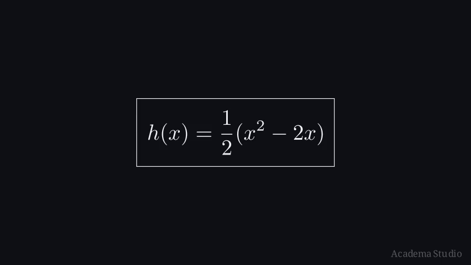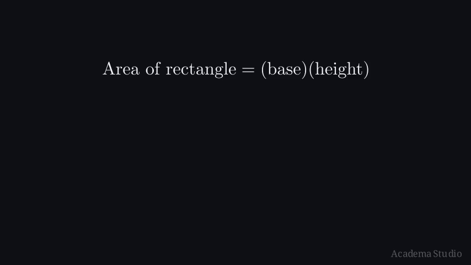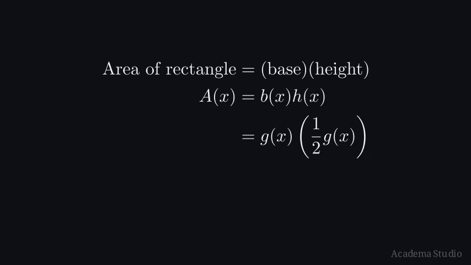The final answer, h of x equals 1 over 2, x squared minus 2x. The area of a rectangular cross-section is its base multiplied by its height. A of x equals b of x h of x. So this simplifies to equals g of x, 1 over 2 g of x. So this simplifies to equals 1 over 2 g of x to the power of 2.